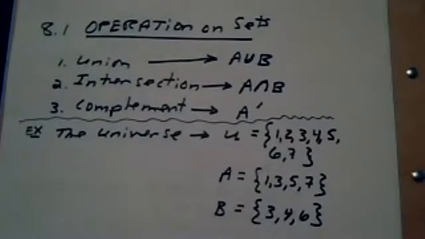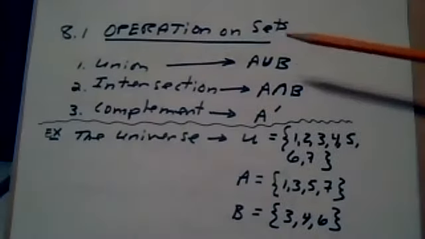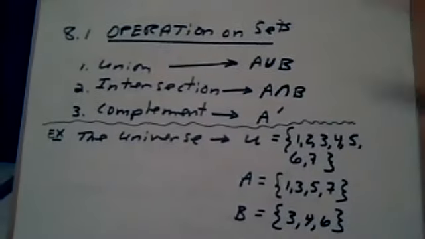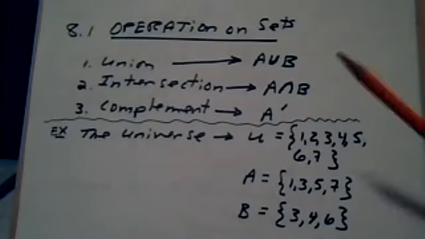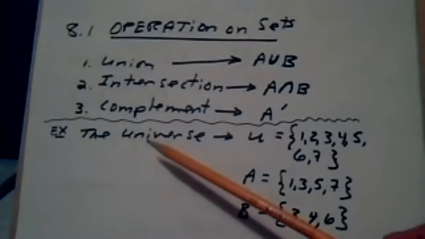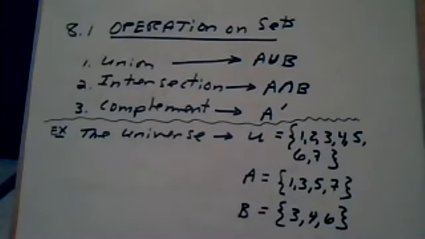When we talk about operations on sets, we're talking about the union, the intersection, and the complement. Each of these symbols is telling us to do something. We also include another symbol here. This is the universe. Every problem has its universe. It's not necessarily the same universe for every problem.